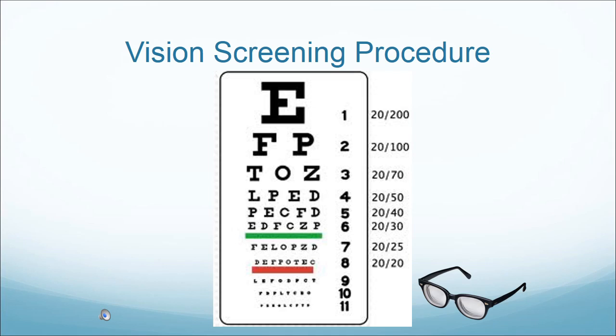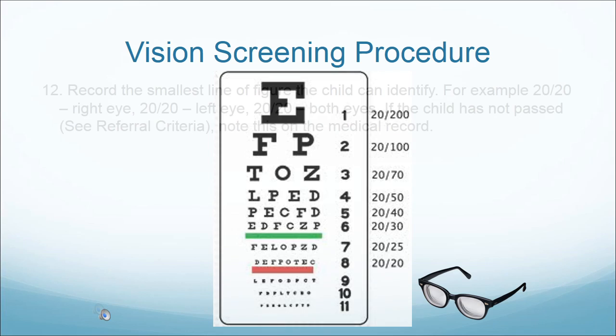If, however, from the start the child is unable to identify the letters on the 20-30 line, you would quickly move up to the 20-40 line, and so on and so forth, until the child is able to correctly identify the letters. You would then try moving one line down again to determine the child's acuity. Role-playing and practice will enable you to hone your skills as a screener. Coworkers can provide guidance and correction when necessary.